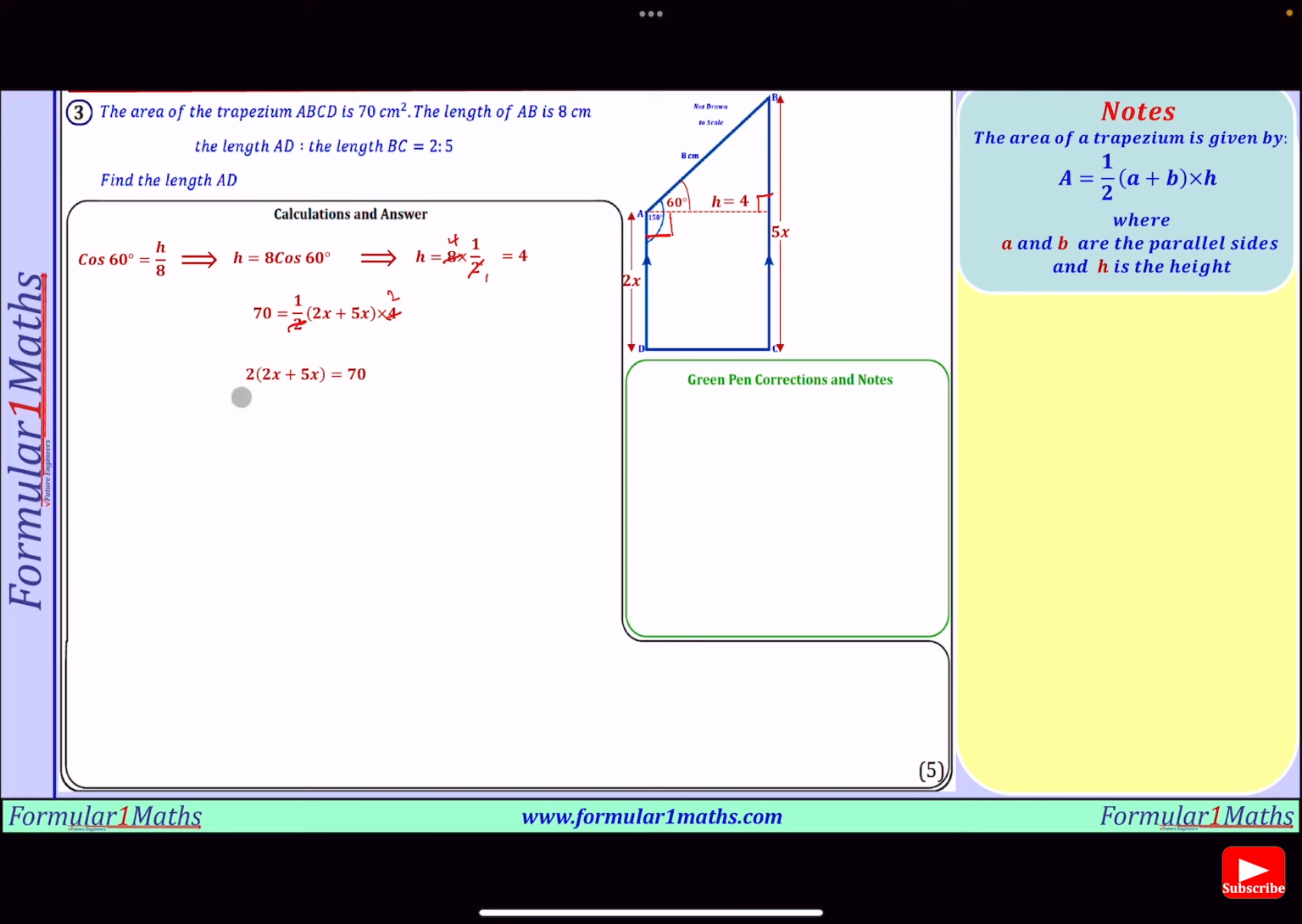I can divide 70 by 2, and I'm going to get 7x is equal to 35, because 5x plus 2x is 7x. Then if I solve for x, I'm going to get 5. But we are looking for AD, and we know AD is 2x, but x is 5. So that means AD is equal to 2 times 5, which gives us 10 centimeters. So your length of AD is 10 centimeters.